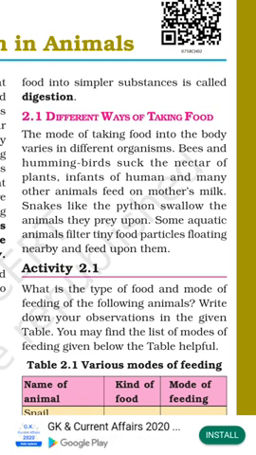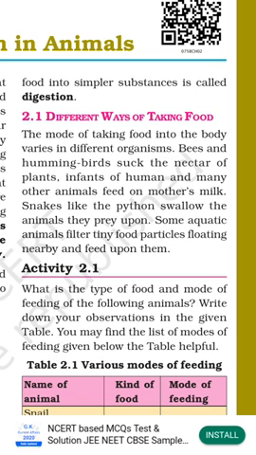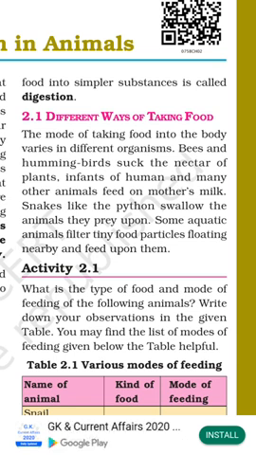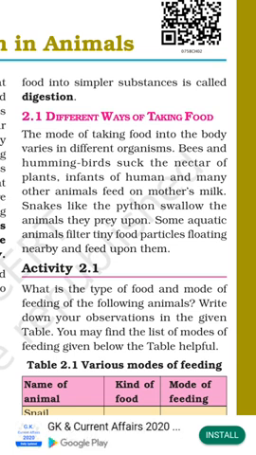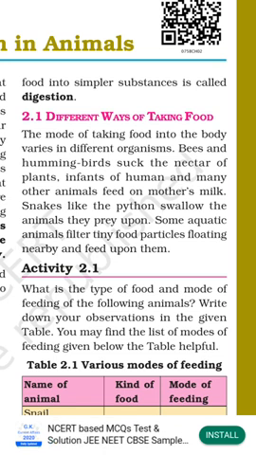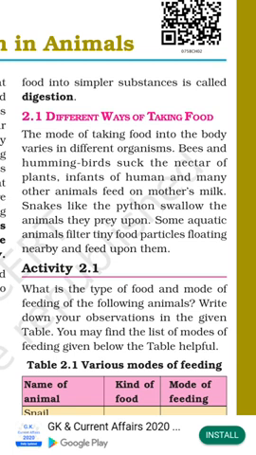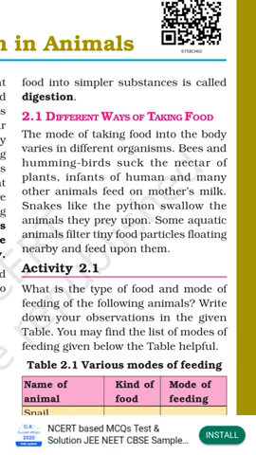Different ways of taking food. You know that different organisms have different eating habits, or their way of eating will be different. Some may be sucking. You might have seen bees and butterflies sucking nectar from flowers. Babies take the milk of their mother, and snakes swallow the food as such. So different methods are adopted by different organisms to take their food.